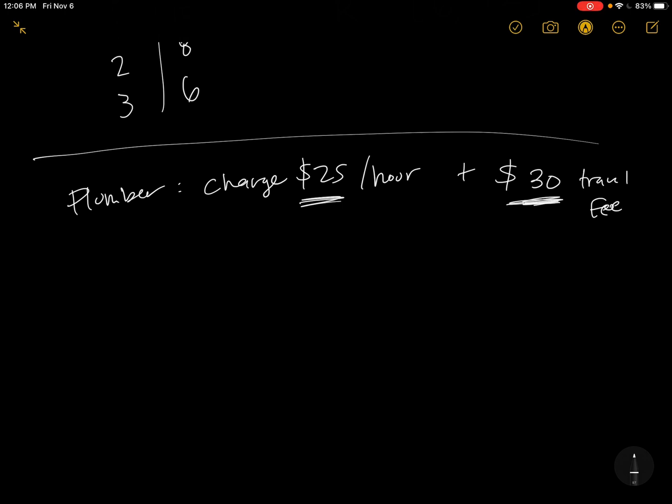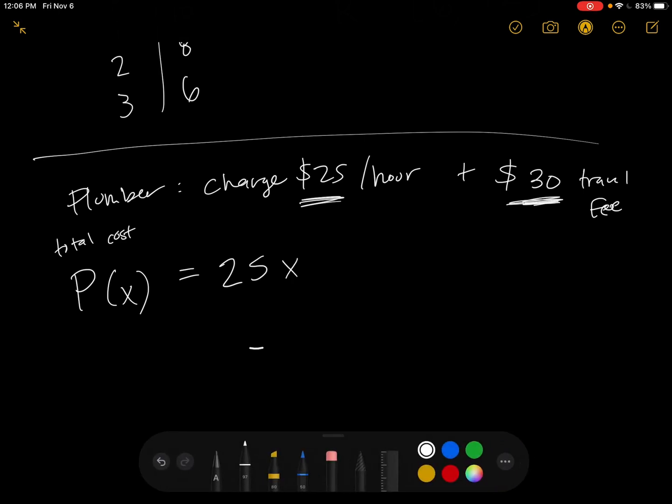Okay, so that means we're going to call this the function. We'll make it a P for plumber, right? This is going to be the total cost for the plumber, right? And the total cost is going to equal 25 times however many hours are worked, right?